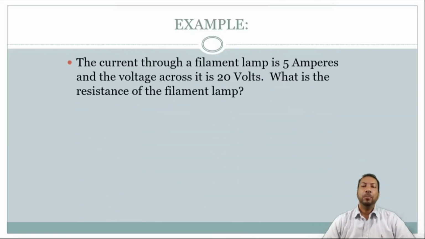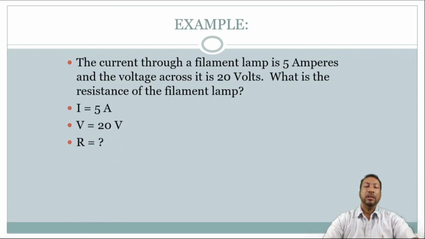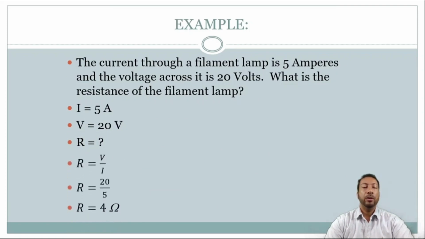Let's get into an example now. Let's say the current through a filament lamp is 5 amperes and the voltage across it is 20 volts. What is the resistance of the filament lamp? So we identify our givens. Current is 5 amperes, voltage is 20 volts. What's the resistance? Easy enough. R equals V over I. 20 divided by 5 gives us 4 ohms.